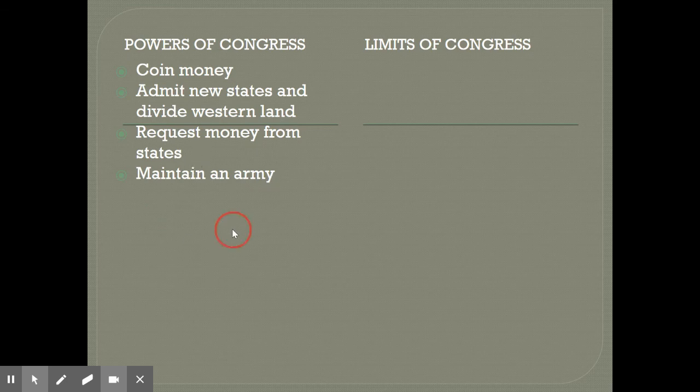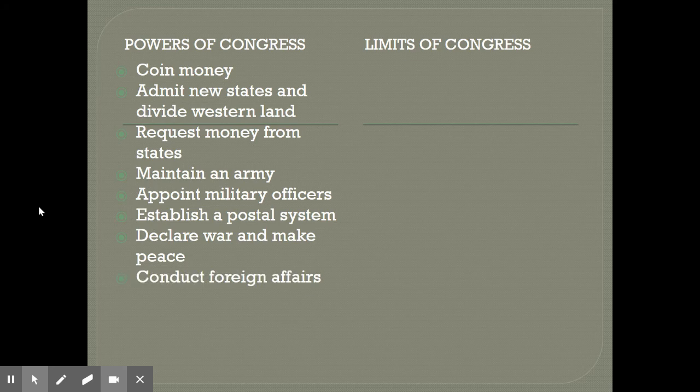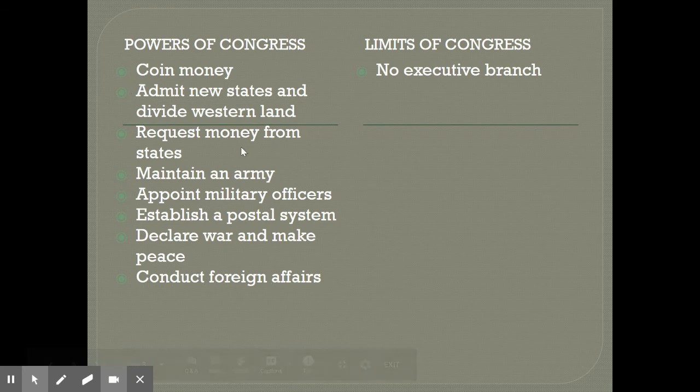They could maintain an army, appoint military officers, and establish a postal system, meaning postal and mail service. They could declare war and make peace, and conduct foreign affairs. So you can see some of the powers of Congress. This sounds like a lot, but if you look at the powers that our national government has today, it's very, very small. They basically gave them enough power to maintain an army and work on foreign affairs.